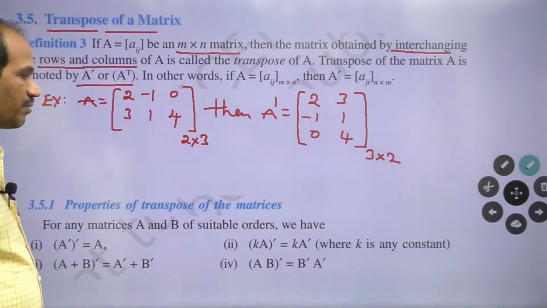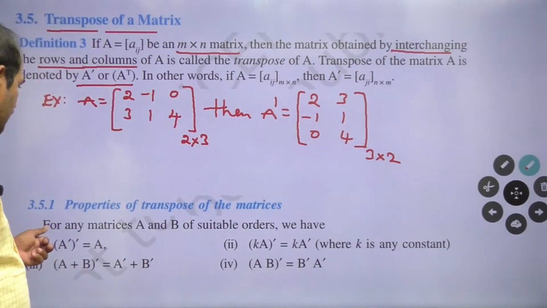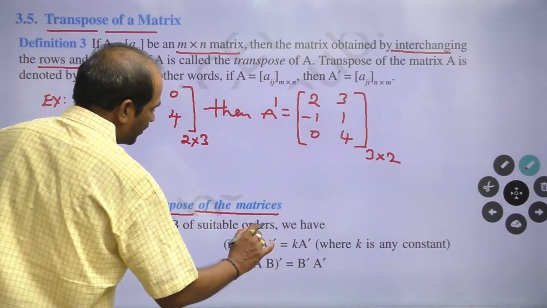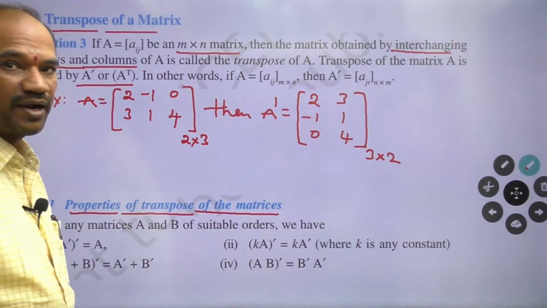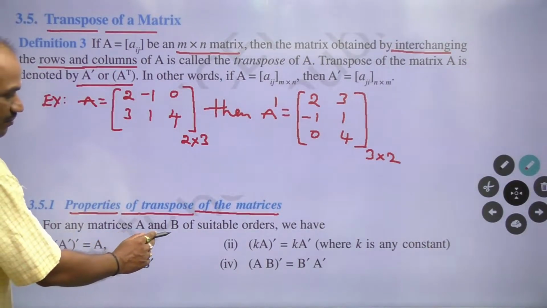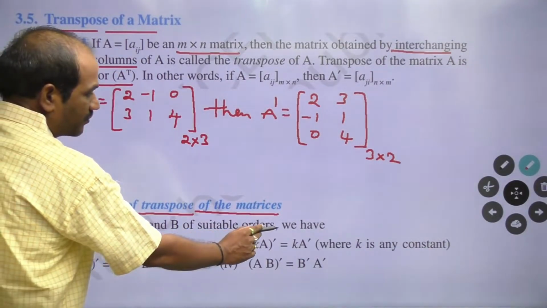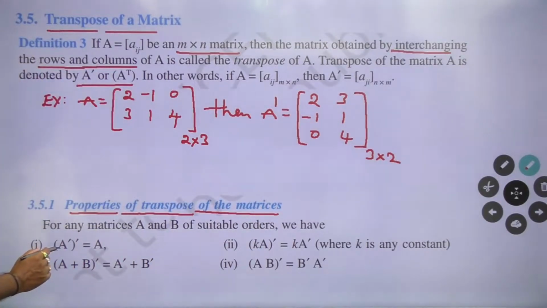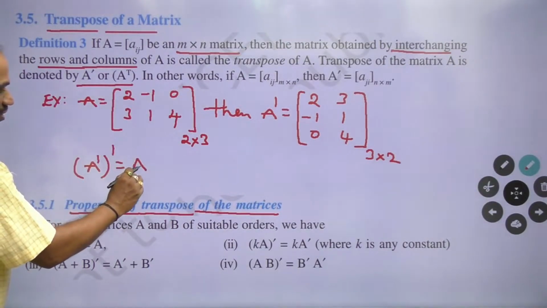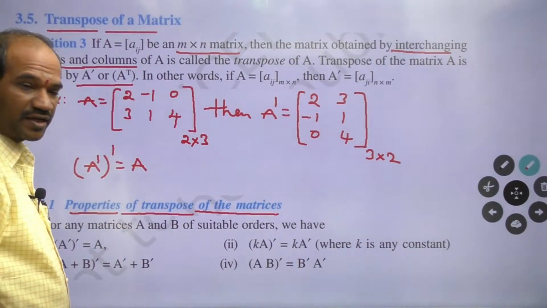Next, properties of the transpose of matrices. For any matrices A and B of suitable orders, we have: A dash whole dash is equal to A. This is the first property.